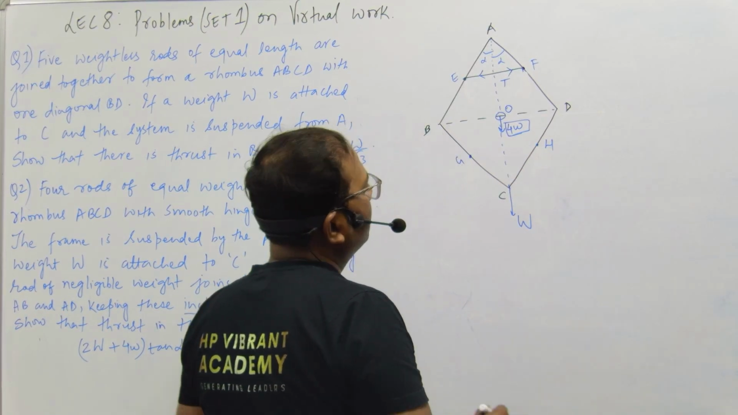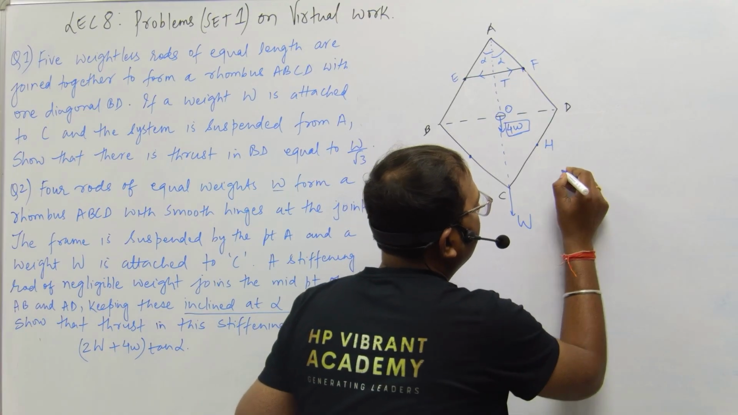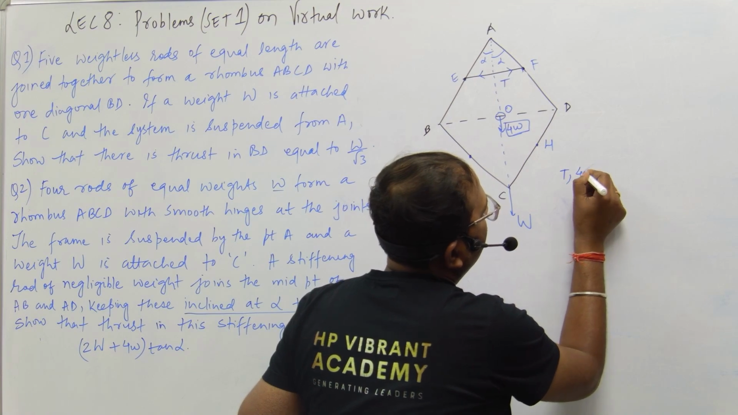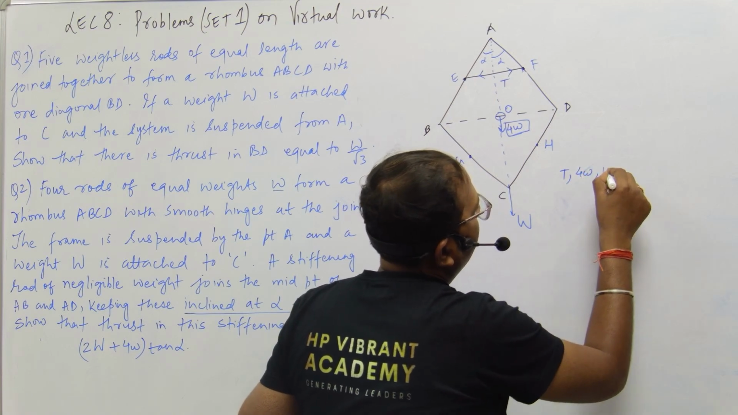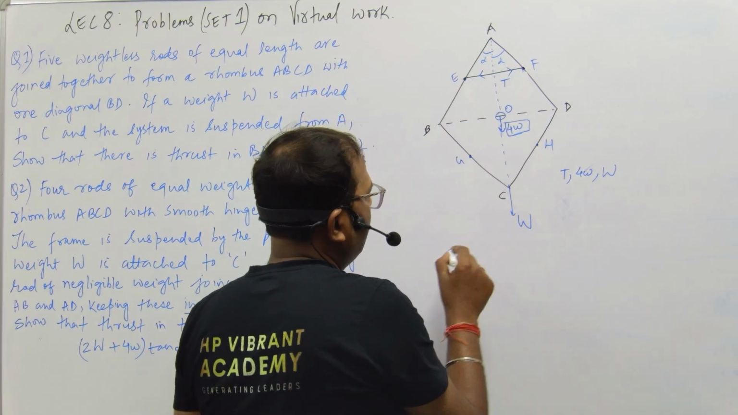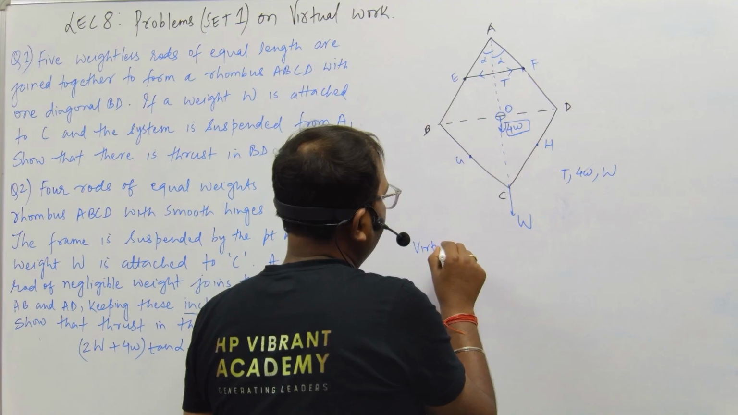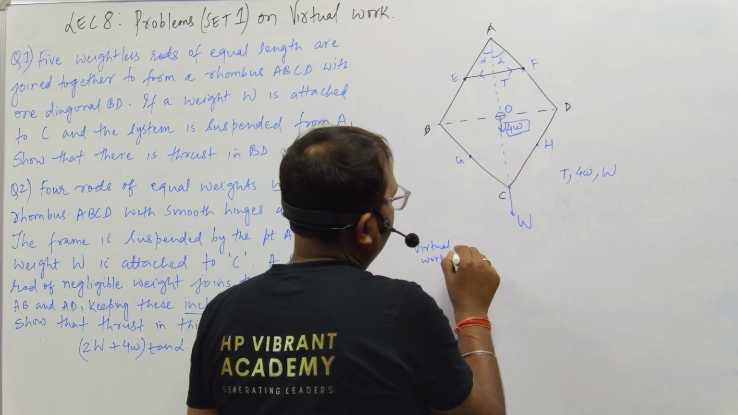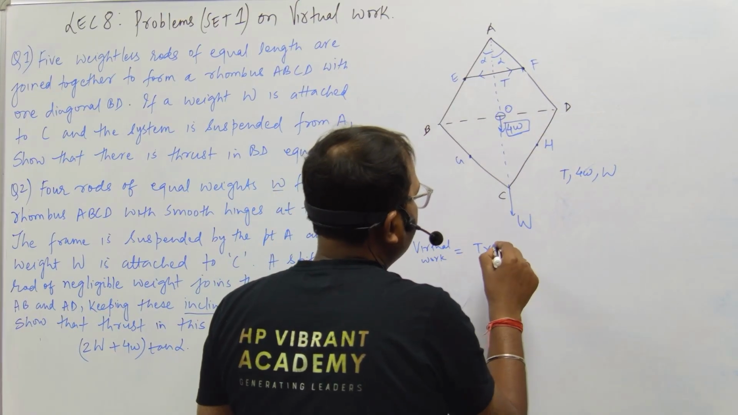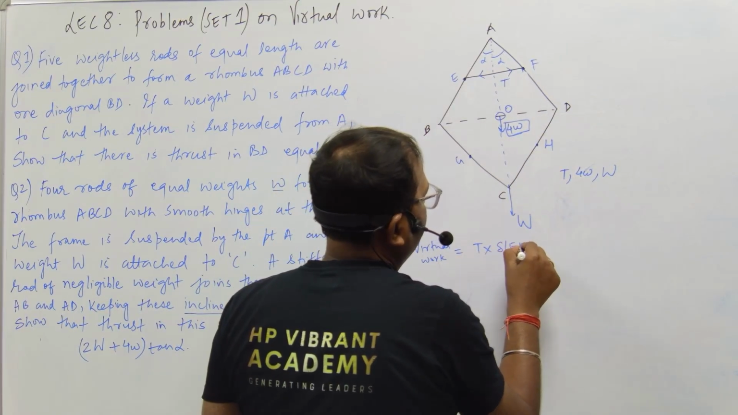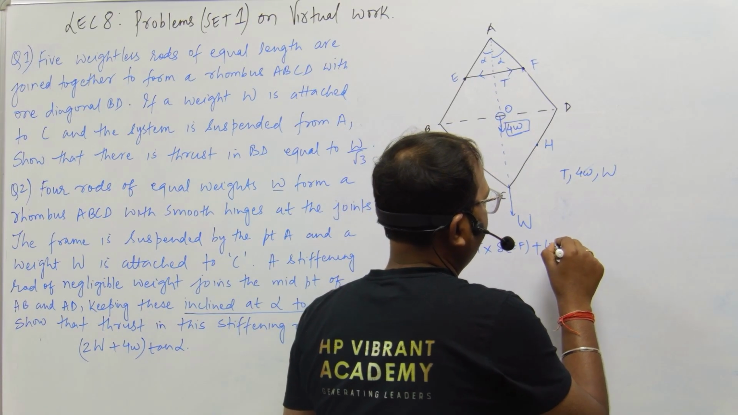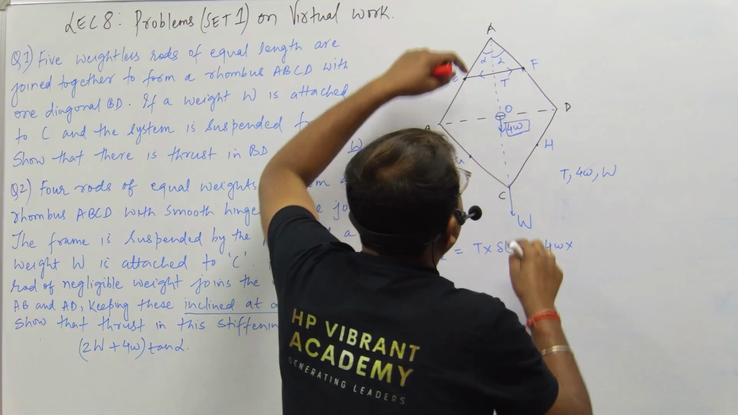So the virtual work is done by the tension, the combined weight 4w, and capital W at point C. Let us write down the virtual work. The virtual work is equal to tension times the whole distance EF, so the virtual displacement will be the change in EF, plus the combined weight 4w, so 4 times small w into this distance AO.